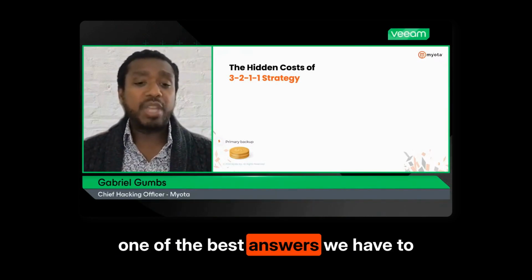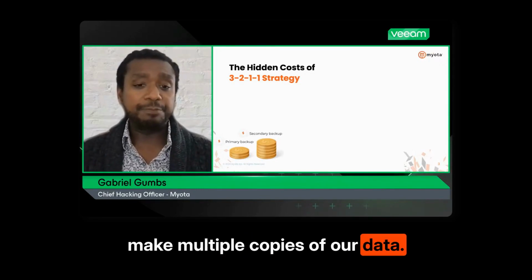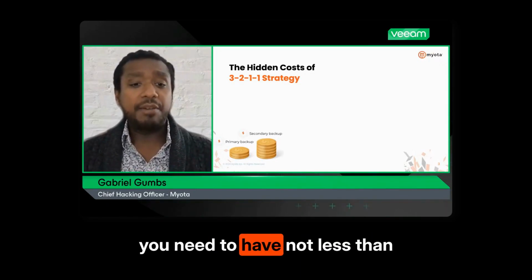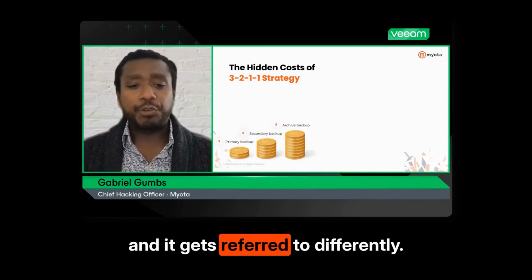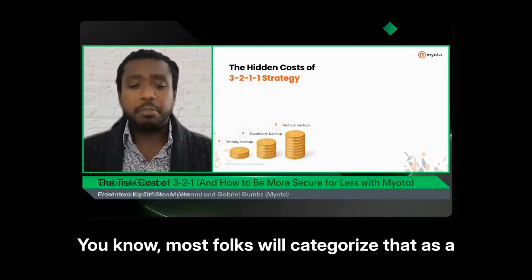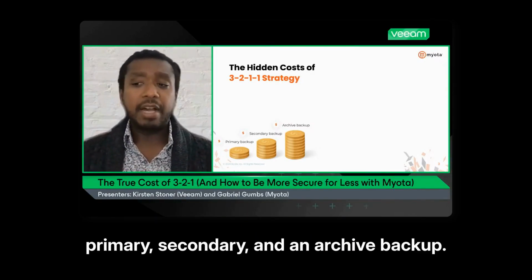The challenge, of course, is, as you highlighted, and much to my lament as a security practitioner, one of the best answers we have to combat ransomware is, well, we need to make multiple copies of our data. And so, to your point, you need to have not less than 3 copies of that data. And it gets referred to differently. Most folks will categorize that as a primary, secondary, and archive backup.